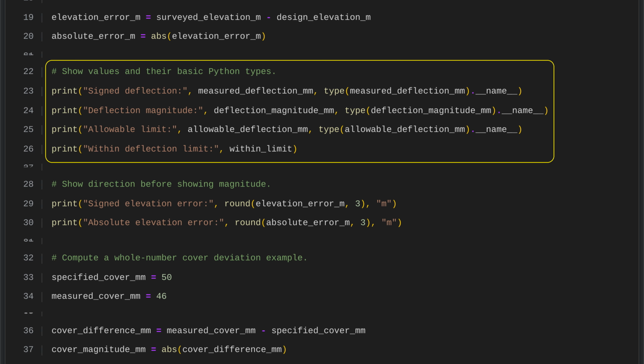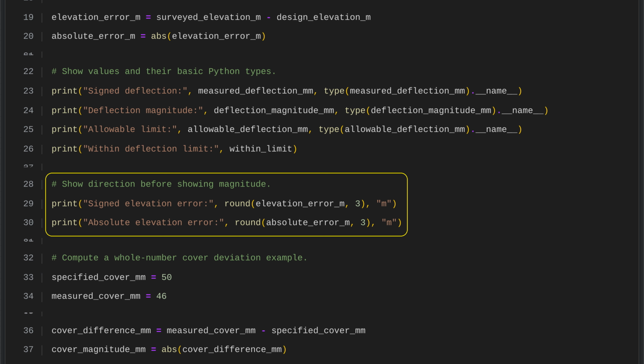The output shows the measured deflection, its absolute magnitude, and the allowable limit, along with their data types. This verifies that the values are in the expected form for comparison. It then reports a Boolean result showing whether the deflection stays within the allowed limit.